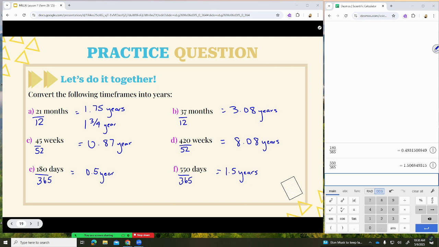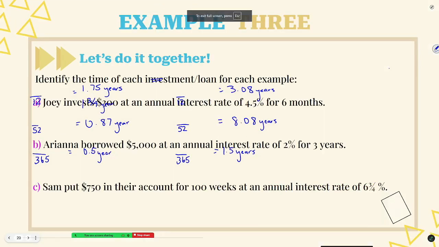We want to practice doing this so that we can put it into our formula properly. It has to be converted into years. So if we're talking months, you divide by 12. If we're talking weeks, you divide by 52. If we're talking days, you divide by 365.